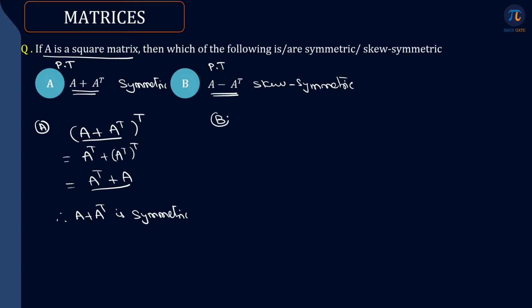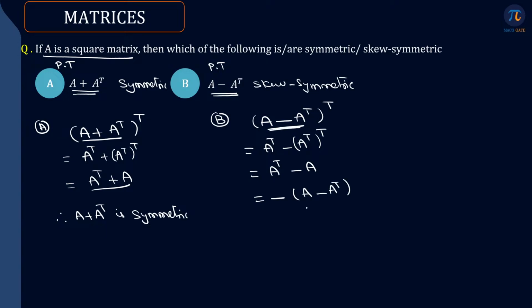Now let us see the second one. You need to prove it is skew symmetric. See, whether you need to prove symmetric or skew symmetric, take the matrix and take whole transpose of it. What is it? A transpose minus A transpose whole transpose, and A transpose whole transpose is A, and this can be written as minus of A minus A transpose. That is, the matrix transpose is minus of the matrix. Therefore, this matrix is skew symmetric.